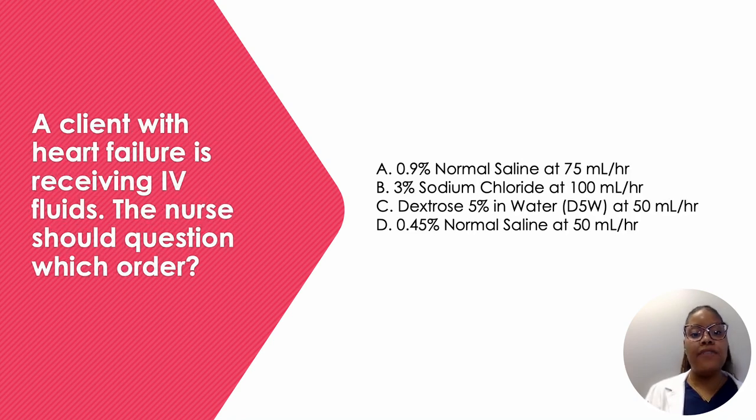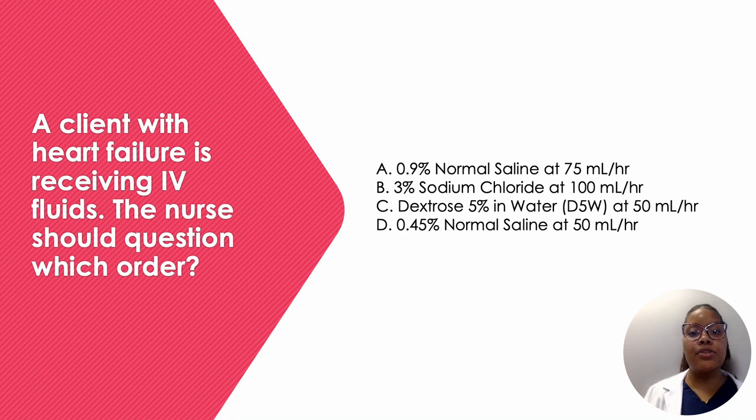A client with heart failure is receiving IV fluids. The nurse should question which order. Is it A, 0.9 normal saline at 75 mL per hour, B, 3% sodium chloride at 100, C, dextrose 5% in water at 50 mL, or D, 0.45 normal saline at 50 mL? If you chose B, then you are correct.